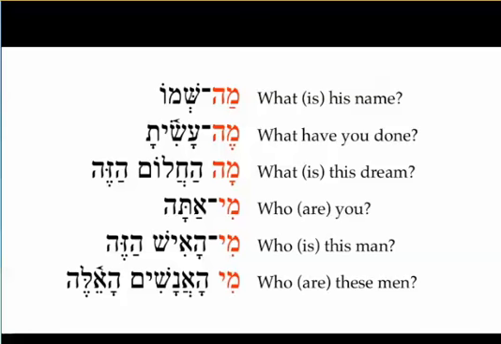I want to begin with the bottom three examples on this page. In each instance, you see the interrogative pronoun mi, which asks the question, who? In each case, the interrogative begins the interrogative clause. In the first example with mi atah, we are asking the question, who are you? You'll notice that a form of the verb to be does not appear in this construction in Hebrew. Simply who plus atah, you. But when we translate it, we have to add a form of the verb to be. In this case, are. Who are you?